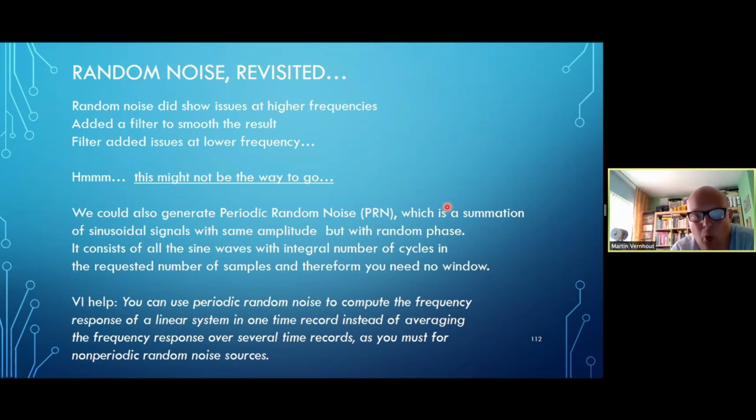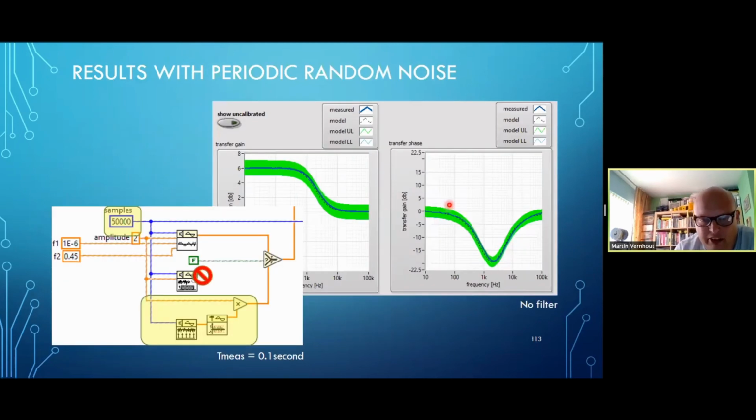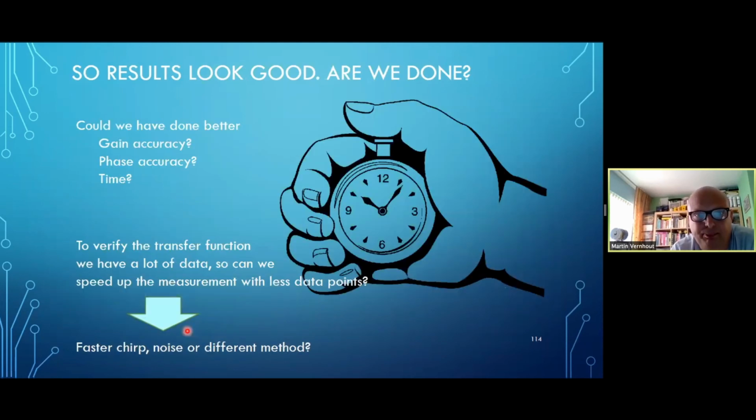you need no window. That means if I simply replace the normal Gaussian distribution or white noise random noise generator with a specific one, I don't need any filter. I get the perfect result, and it looks like a chirp. And in this way, the frequency content of a chirp and of a periodic random noise generator are actually equivalent. In this case, your measurement time is about 0.1 second. So all the results look good. We are ready to go.